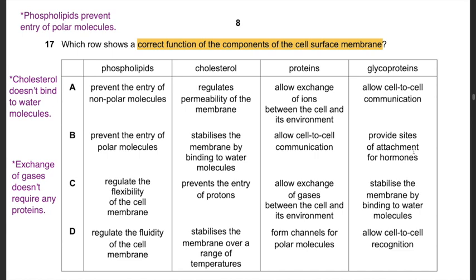And finally, glycoproteins allow cell-to-cell recognition. Yes, that is correct, because a function of glycoproteins is cell-to-cell recognition or even in cell signaling functions. Hence, the answer over here is row D.